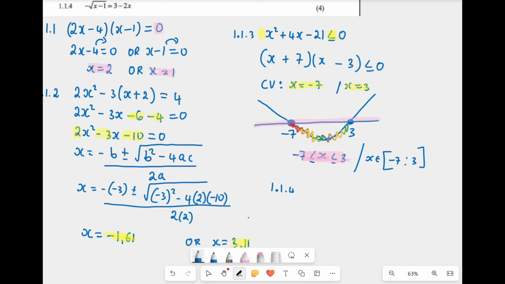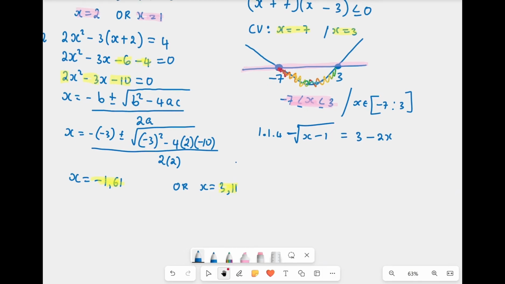1.1.4. We are given negative root x minus 1 is equal to 3 minus 2x. So here we can see that we have a square root. So to get rid of this square root, we need to square on both sides. So if I square on both sides, I'm going to have negative root x minus 1 all squared is equal to 3 minus 2x all squared.